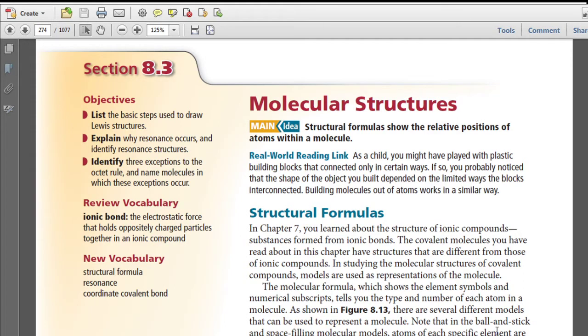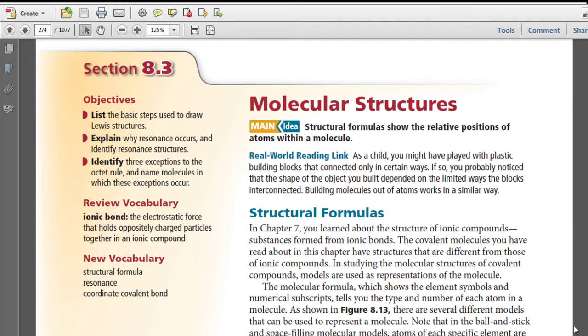Section 8.3, Molecular Structures. The objectives of this lesson are to list the basic steps used to draw Lewis structures, explain why resonance occurs and identify resonance structures, identify 3 exceptions to the octet rule, and name molecules in which these exceptions occur. Some vocabulary review will be ionic bond, and some new vocabulary you'll come across are structural formulas, resonance, and coordinate covalent bond.